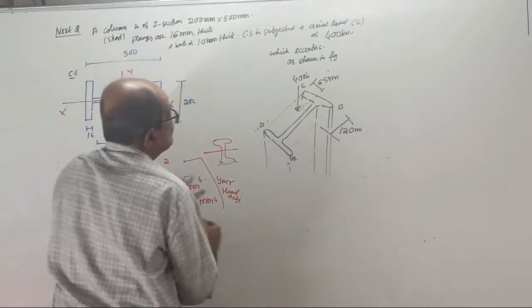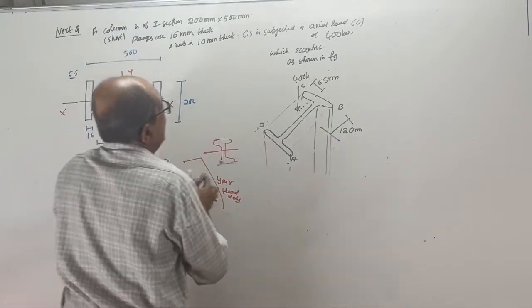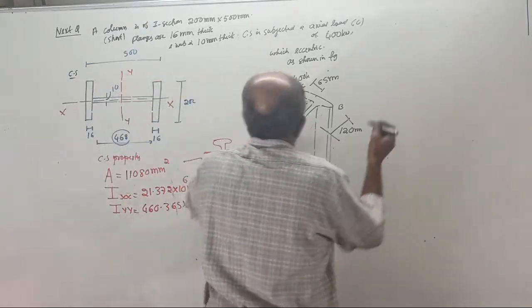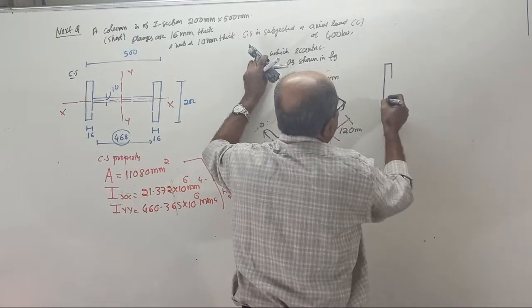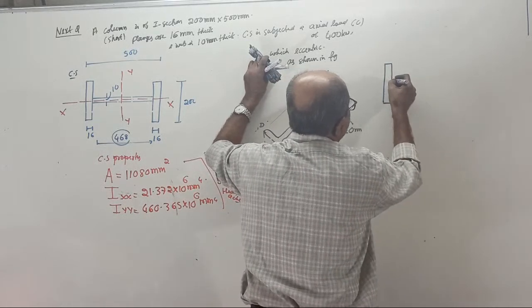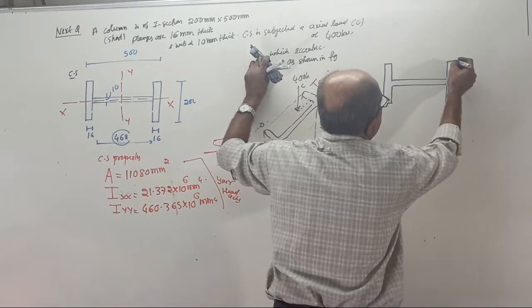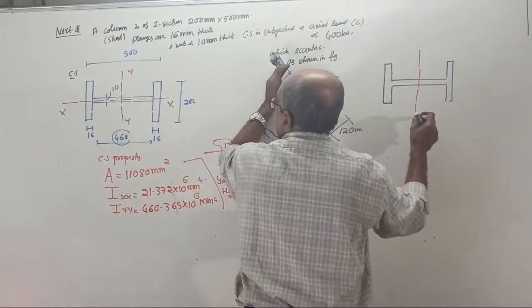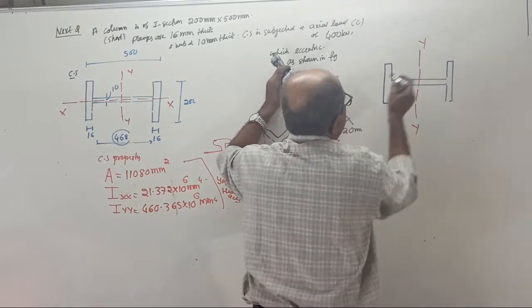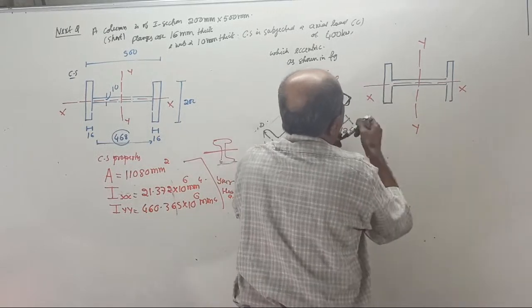Now, write one more sketch. This all I can remove. Write the cross section once again here. Now, you need not consider flange, web thickness. This is the I section. See, this is the YY axis, and this is the XX axis.